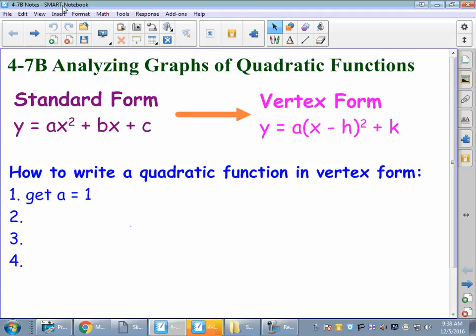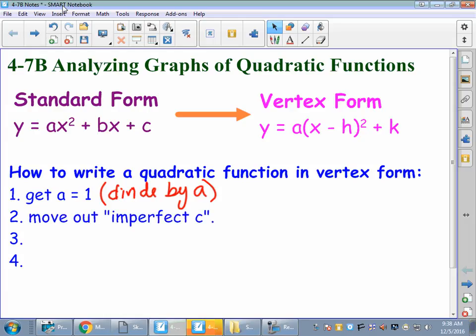It's a lot easier to make this in vertex form if the a value is equal to 1. It involves completing the square, and completing the square is a lot easier when a is equal to 1. So to get a equal to 1, we're going to divide everything by a if we need to. That step may be skipped if a is already equal to 1.